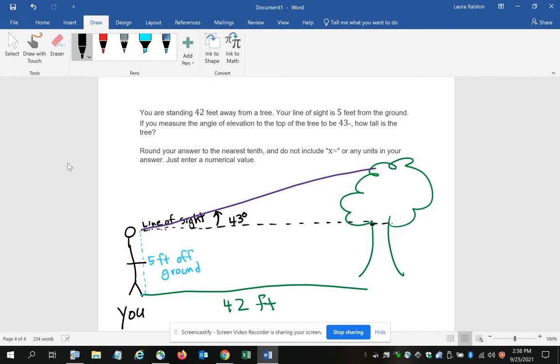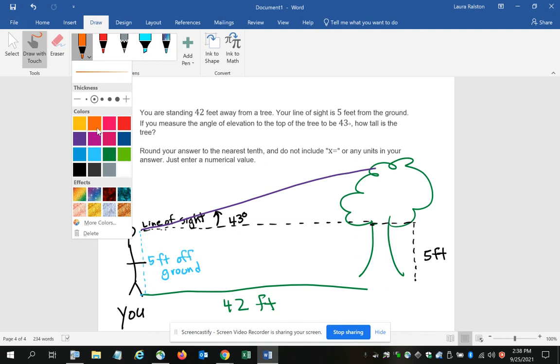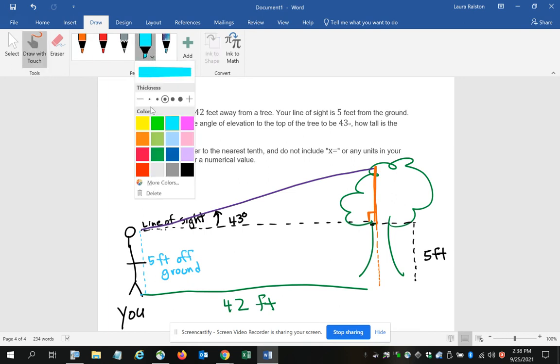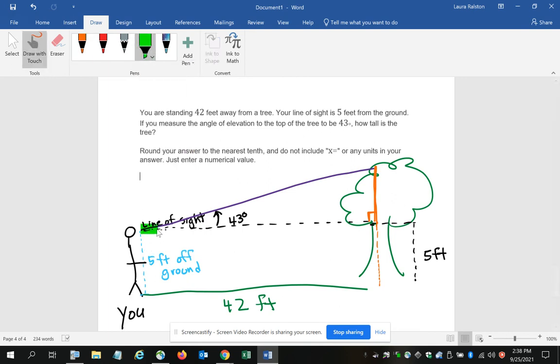But now you need to remember that that's already 5 feet off the ground. So there's 5 feet of the tree that you're not actually going to calculate, because with your line of sight to the top of the tree, we drop an imaginary vertical there, and you can assume the tree is vertical. It may or may not be with the ground. So you're going to focus on this triangle right here.